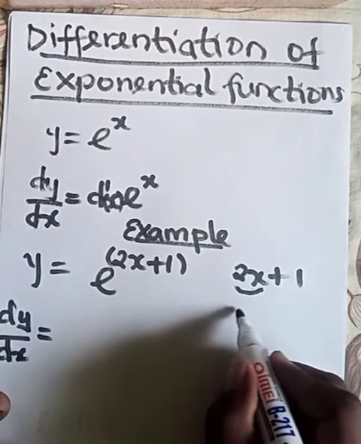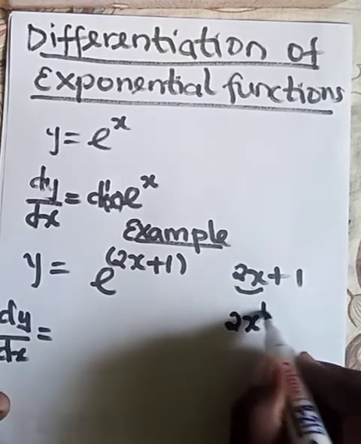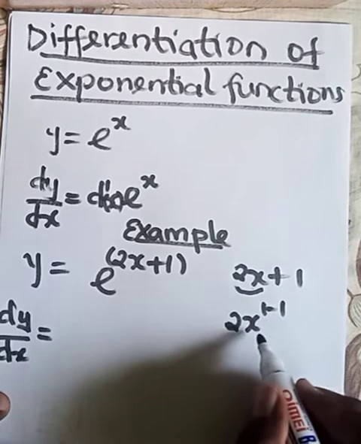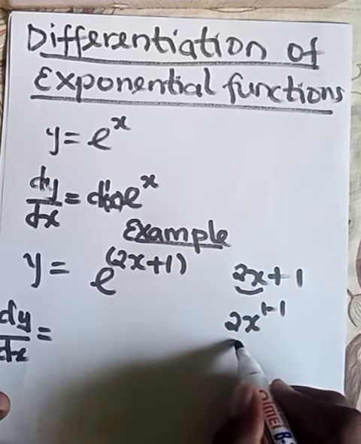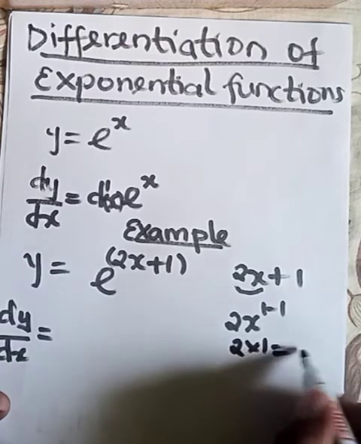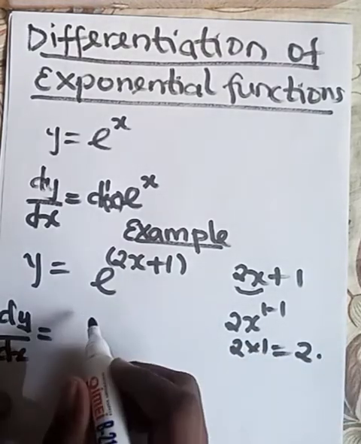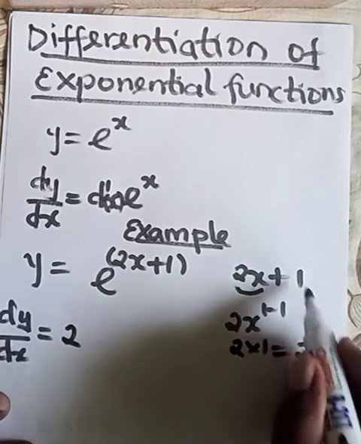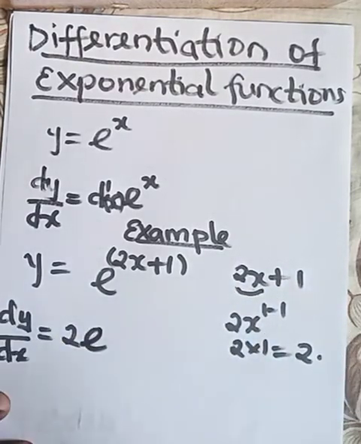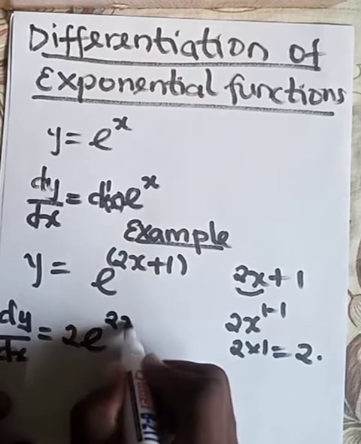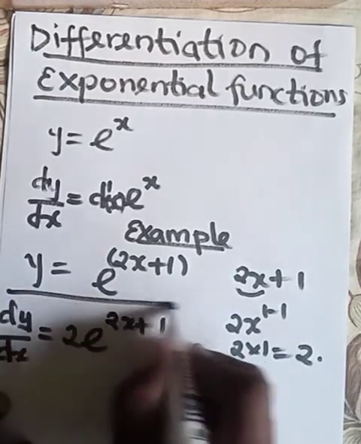You're simply going to have 2 times x to the power 1 minus 1. That's going to be x to the power 0. Anything to the power 0 is 1. So I'm going to have 2 multiplying 1, which gives me 2. So here I'm going to have 2, because the constant 1 becomes 0. Now I write back the e and I copy back the power. As simple as that, and I'm done with that differentiation.